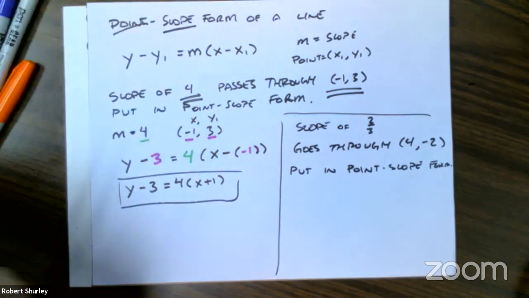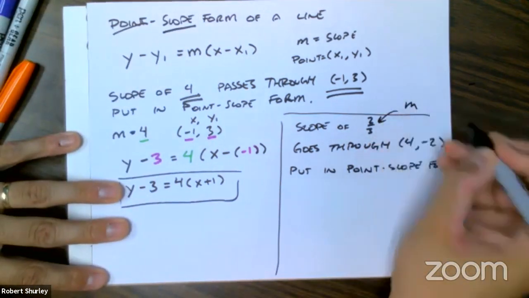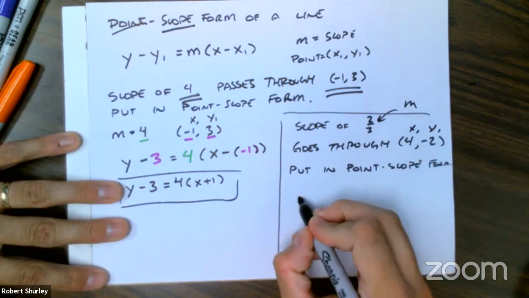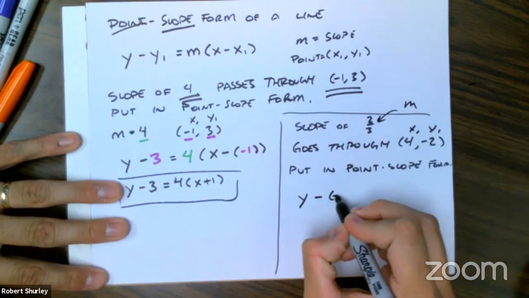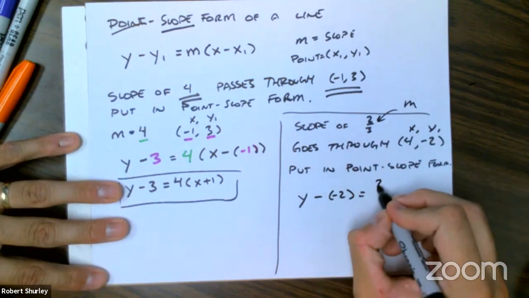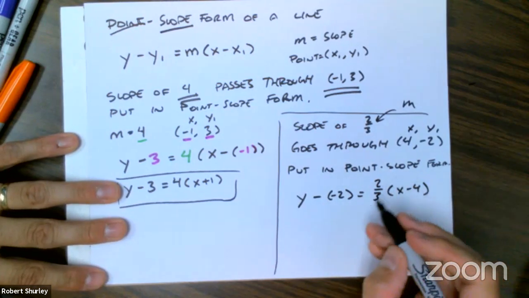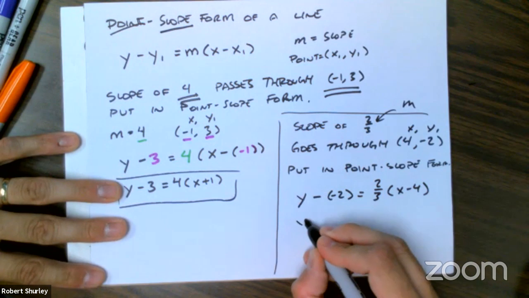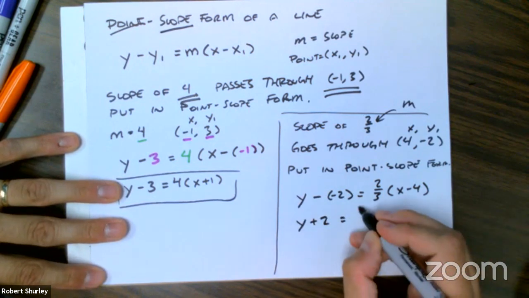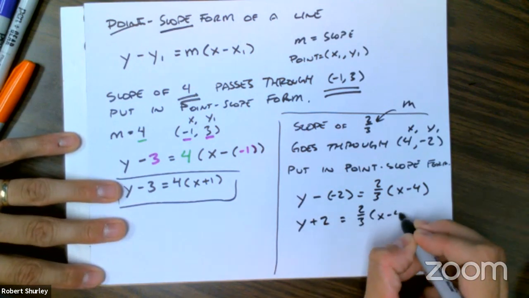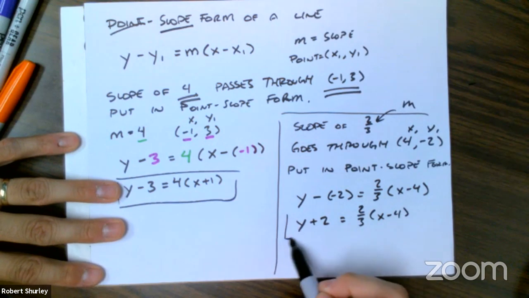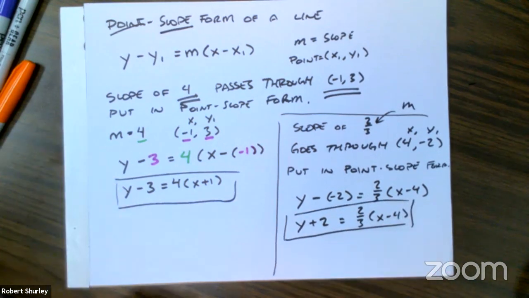Okay, so let's see here. I know this is my slope. That's my m. Here's my x1, y1. So I get y minus a -2 equals 2/3 times x minus 4. And then y minus a -2, I'm going to clean that up and say it's y plus 2 equals 2/3 times x minus 4. Okay. Boom. I put this into point slope form.